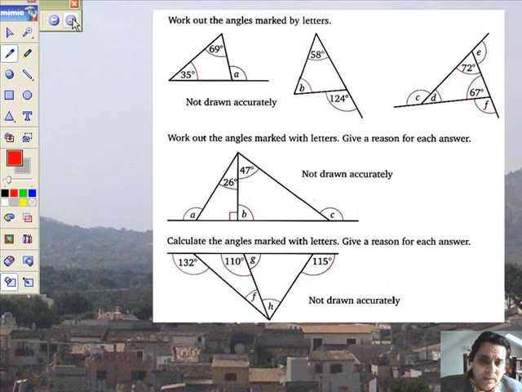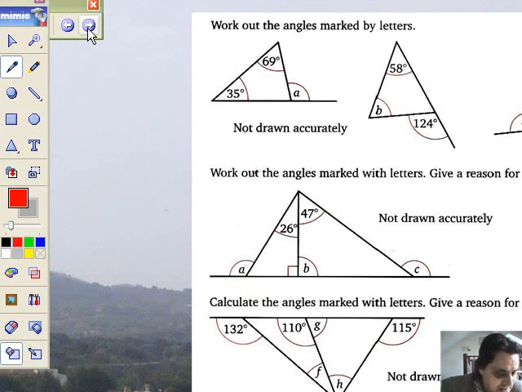Alright, next little lot here. This is questions 4 and 5 and 6. Hopefully I can do it in one sitting. If not, let's see what happens. Work out the angles marked by letters. Okay, this is a little bit different. You can't get that one directly. You can't say, oh, it looks like an alternate angle. No, it's not. We don't have any parallel lines.